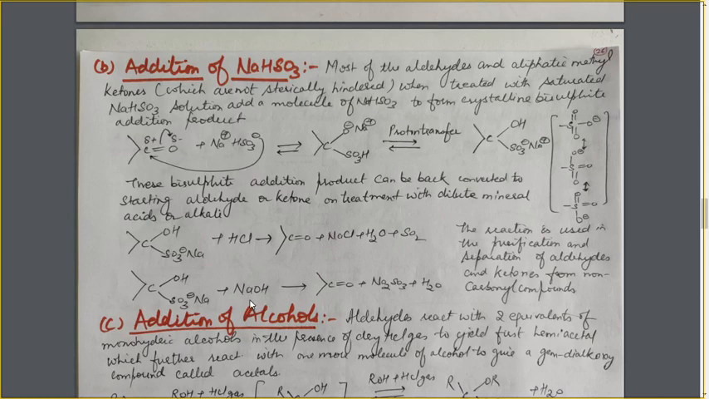Here, in case of NaOH, where is the oxygen? This is the oxygen. This will make the C double bond O group, and we are left with this HSO3 negative Na. Now this H will combine with OH to form H2O, and we are left with Na2SO3, the sodium sulfite. So this is the reaction during the back conversion of these bisulfite addition products into the starting aldehyde and ketones.